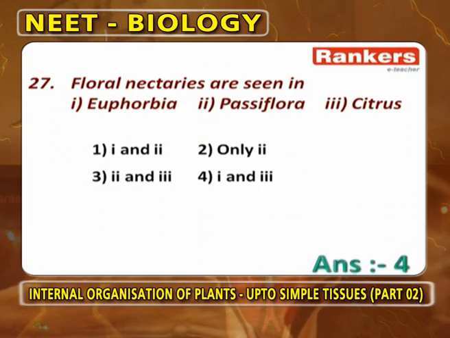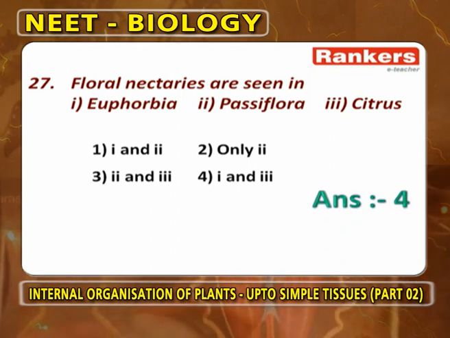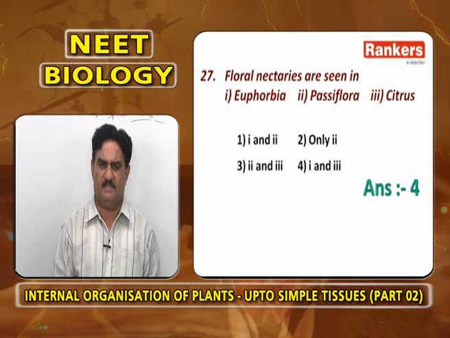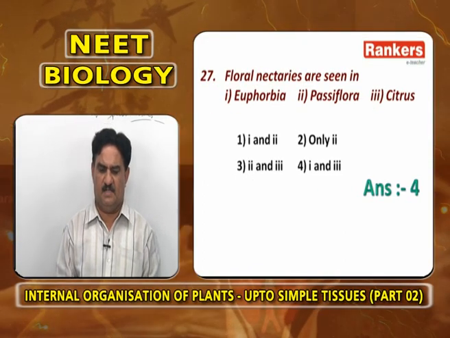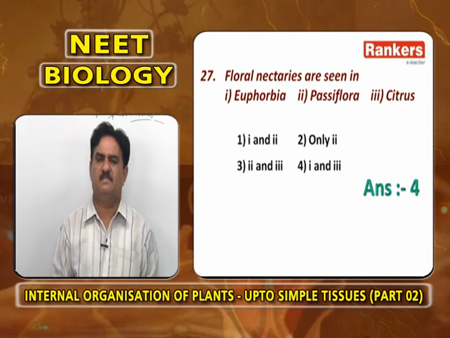Floral nectaries are seen in. Floral nectaries means the nectary glands which secrete nectar, which attracts the insects to perform pollination. They are seen in Euphorbia and citrus. They are not seen in passiflora.